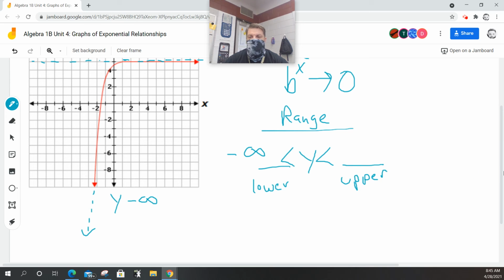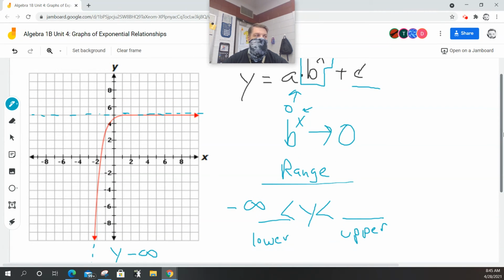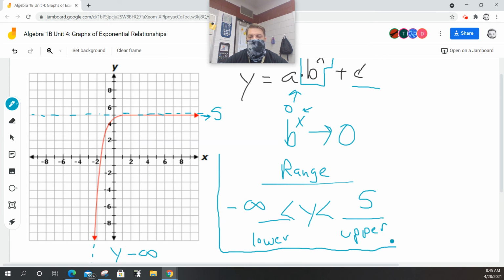What is the upper boundary? What's the highest value for y that we might get close to but not actually get? Well, it looks like 5, right? This line looks like it's pretty much tapered off. It's never going to go up, it's never going to go down, so our upper boundary is 5. So this is technically the answer.